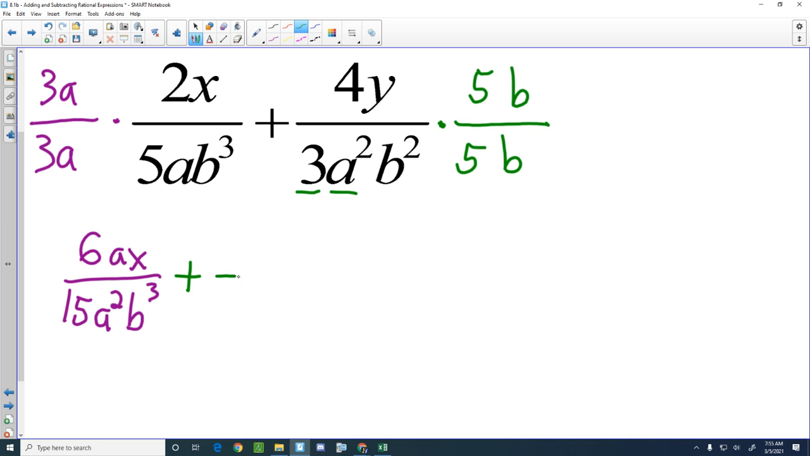Plus. So let's look at the fraction on the right. Start with the numerator. Up top, we have 4y times 5b. Multiply the coefficients first, those numbers in front. Let's just say 4 times 5 is 20. And y times b, that's yb or by. Order doesn't matter. Generally, I try to write it alphabetical. If not, no big deal. I'm never going to take off points for that.